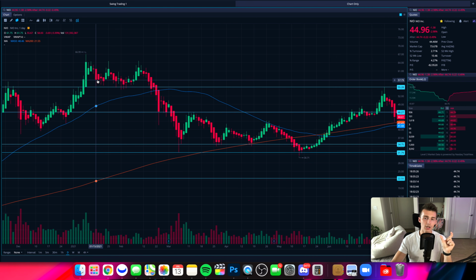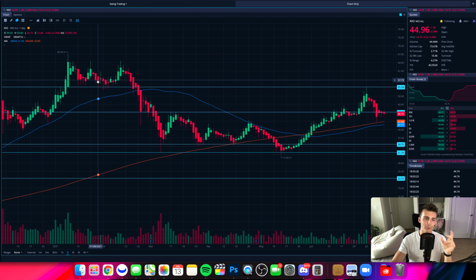But we can take advantage of a good chunk of that move. Now, how do we identify a trend change and how do we find that move before it starts to really happen? That's where we like to use what we call doji reversal candles. Okay, so what's a doji candle?